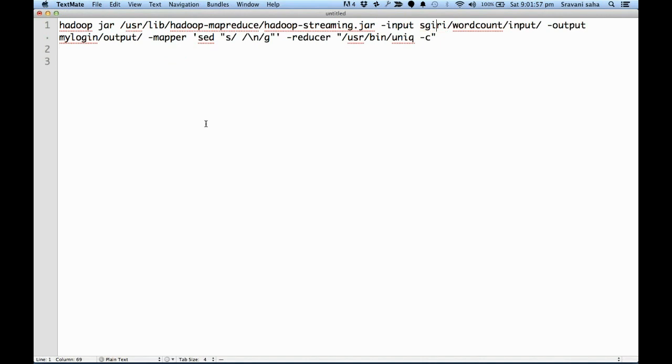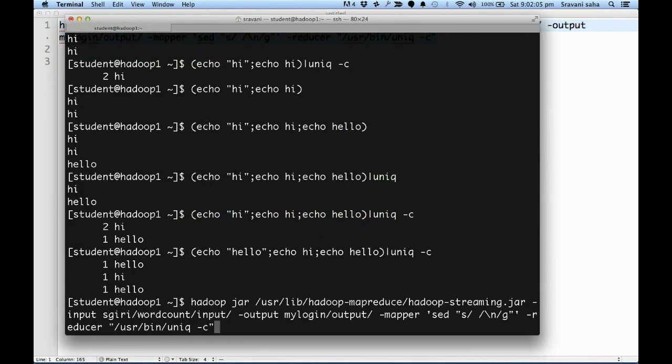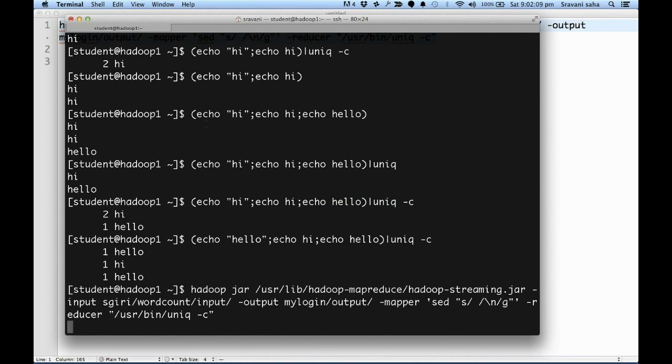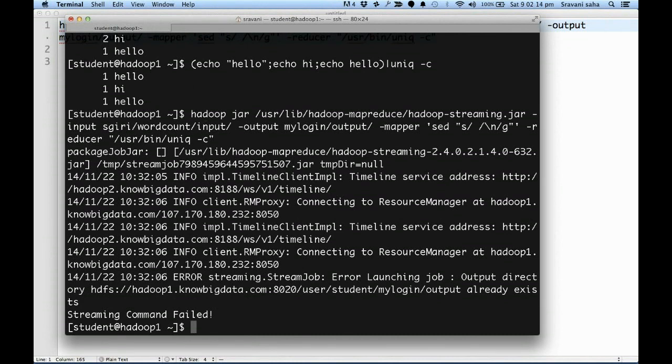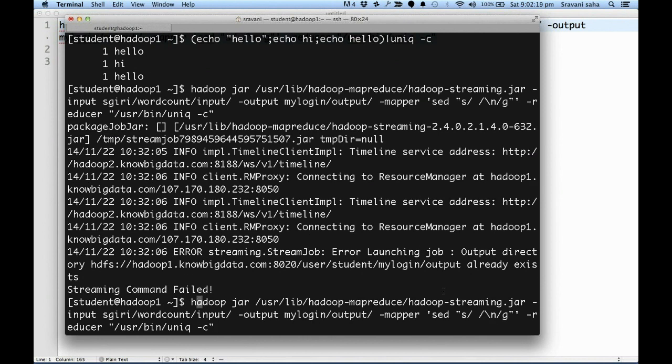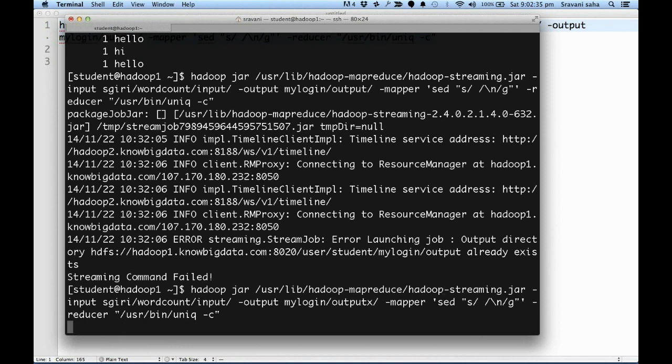It says that the output folder already exists. So we need to change the name of the output folder. Let's call it output X, and let's see if it yields some output. And what did we pass? We passed this folder called sgiri word count input. And what does it contain? Let's have a look. Hadoop 1 and then 8000.